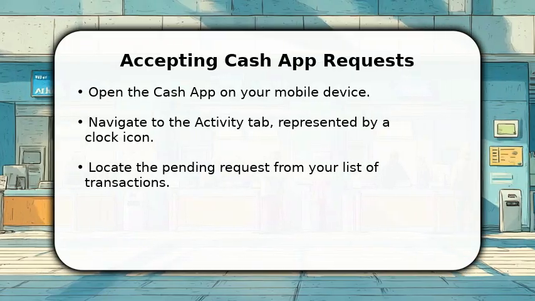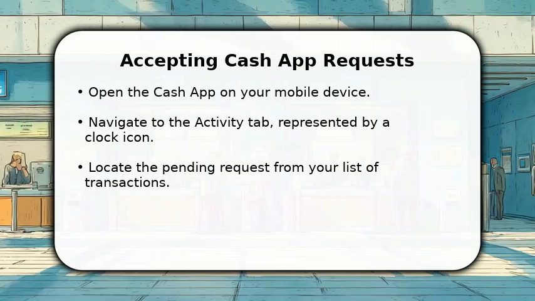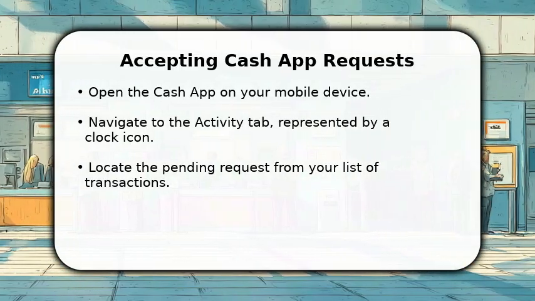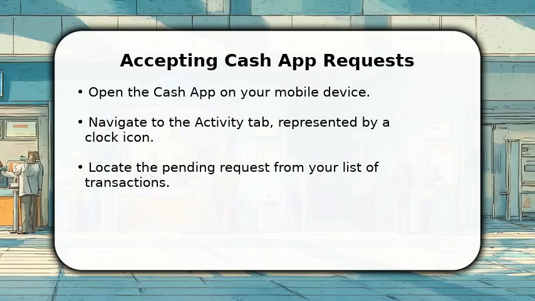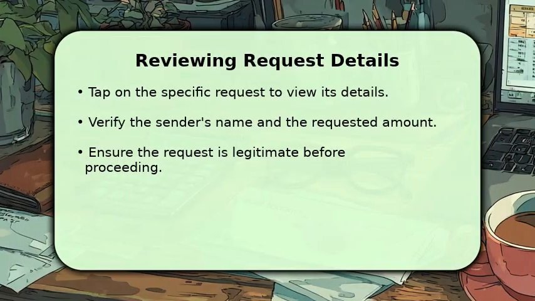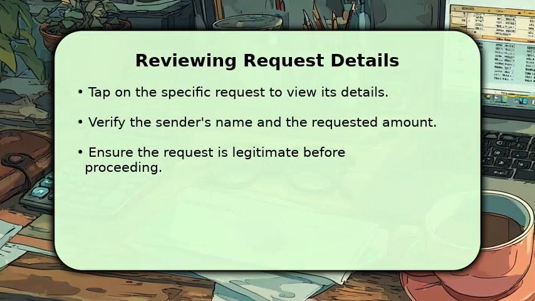Once the app is open, tap on the Activity tab, which looks like a clock icon, usually found at the bottom right of your screen. This tab displays all your recent transactions and pending requests. After tapping the Activity tab, you'll see a list of all your transactions.